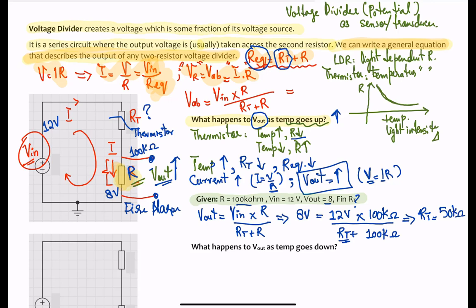kilo ohm. Remember that thermistors come in different specifications, different ratings. If you have these requirements, then you need to buy a thermistor which has a rating of like 50 kilo ohms, which basically means depending upon the temperature, it can vary the resistance between 0 to 50 kilo ohms.